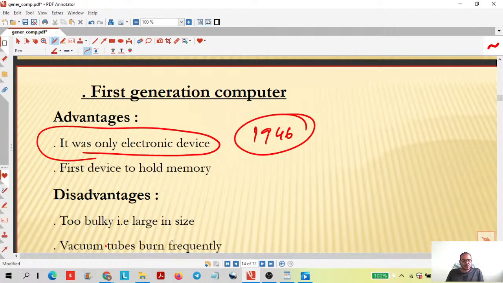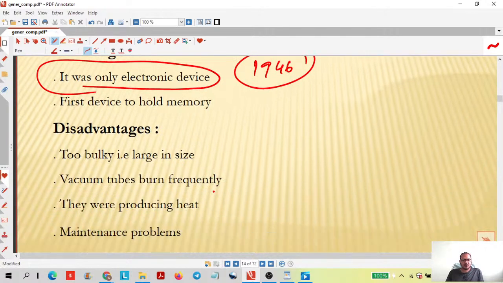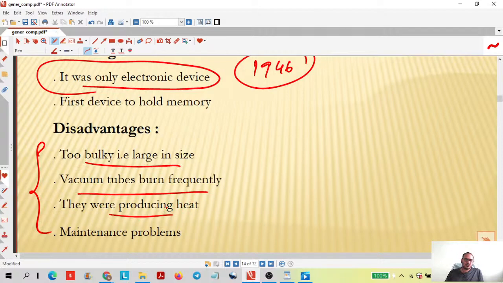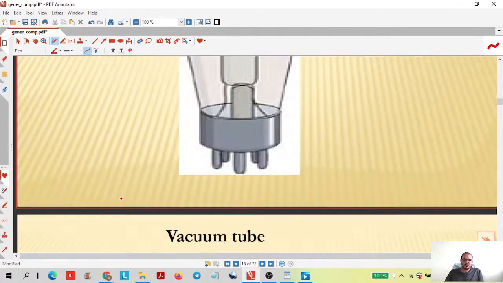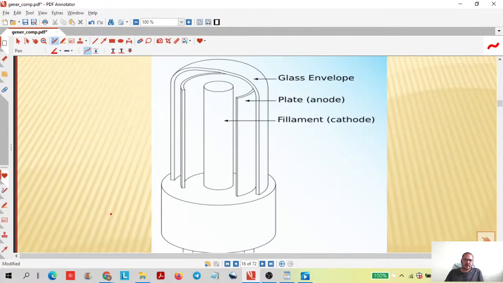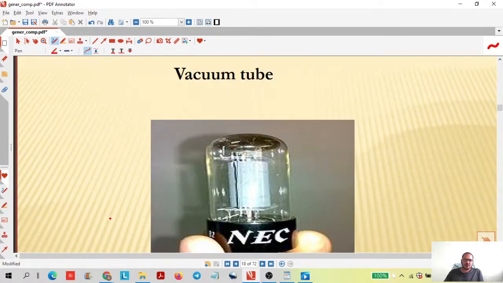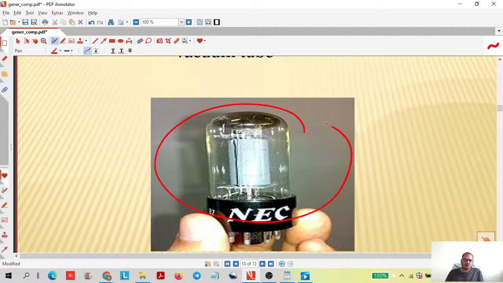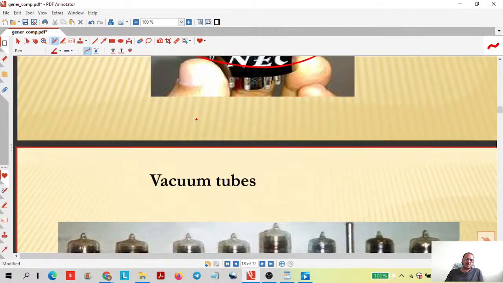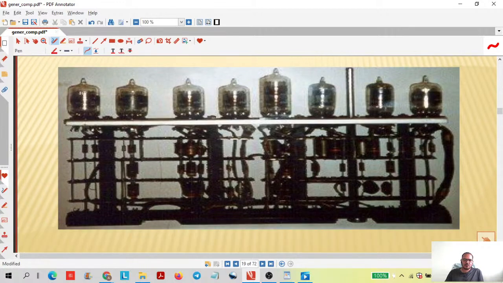It was the only electronic device at that time, and the first device to hold memory. The drawbacks were that it was too bulky in size. Vacuum tubes burn frequently and produce more heat, so there was a maintenance problem. These are all the vacuum tubes, the different types of vacuum tubes they used in first generation computers. This is one more type.